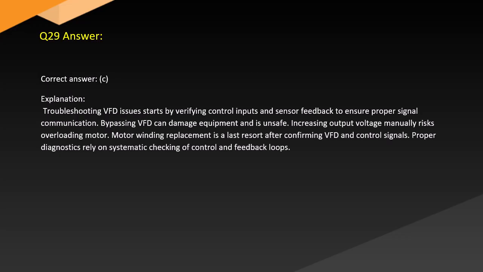Answer. Correct answer: C. Explanation. Troubleshooting VFD issues starts by verifying control inputs and sensor feedback to ensure proper signal communication. Bypassing the VFD can damage equipment and is unsafe. Increasing output voltage manually risks overloading the motor. Motor winding replacement is a last resort after confirming VFD and control signals. Proper diagnostics rely on systematic checking of control and feedback loops.